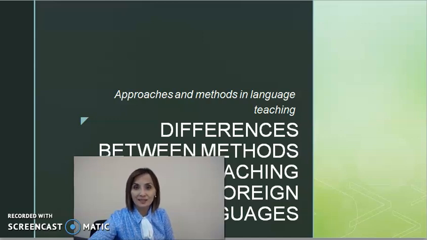And at our today's lesson, we will speak about the differences between methods of teaching foreign languages. Here we go. Now, first, we will speak about approaches and methods.